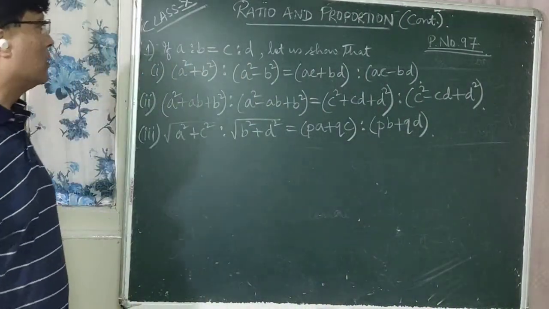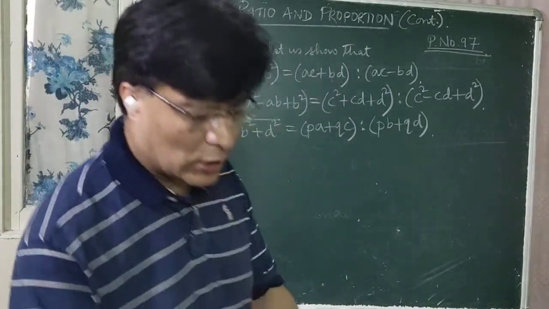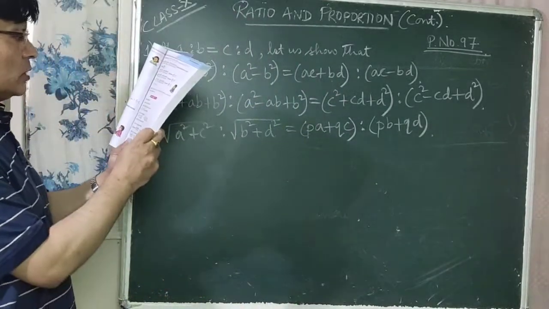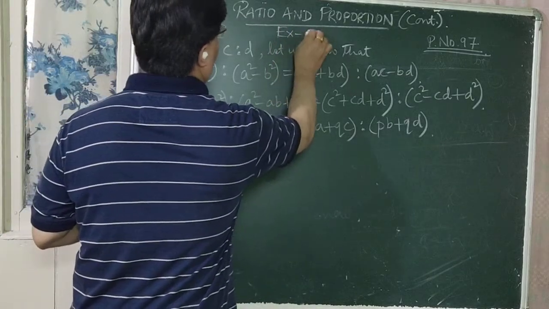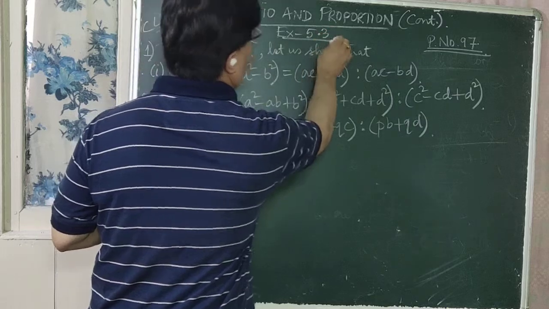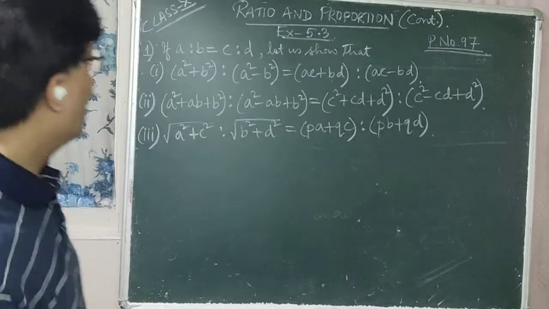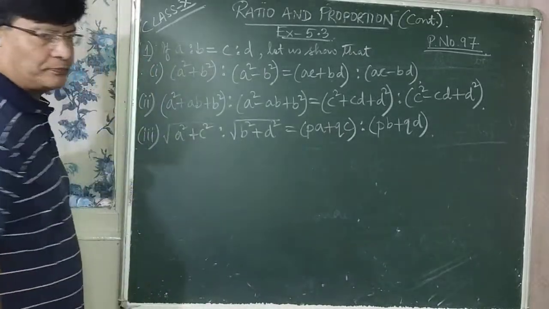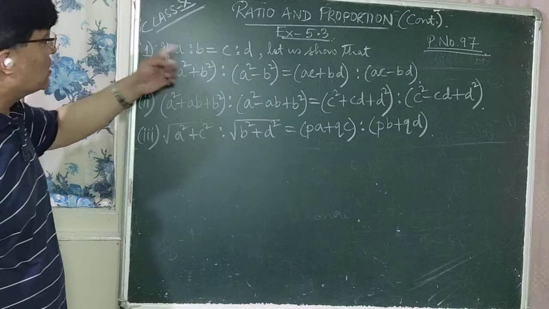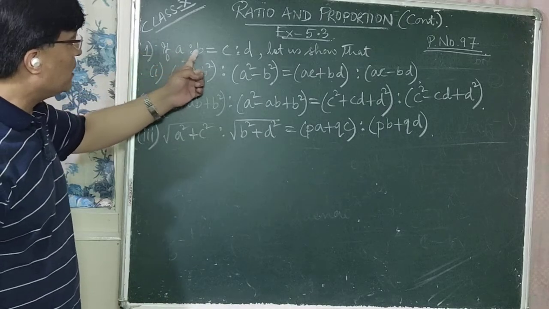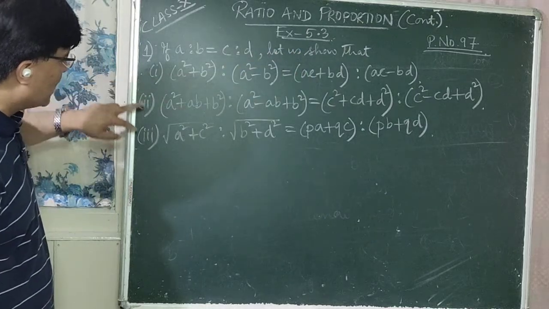So now we are doing this question. Let us work out exercise 5.3. Page number is 97, right? This is question number 1. For all these 3 questions, the given is the same, that is, if A is to B is equal to C is to D, let us show that. You have to show all these 1, 2 and 3.